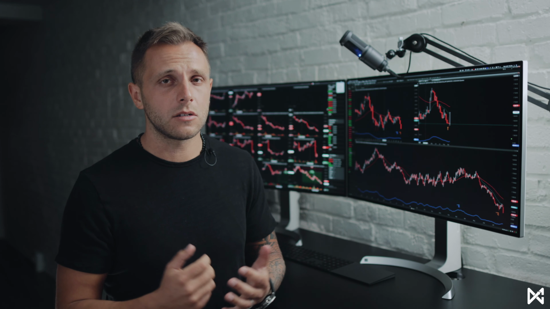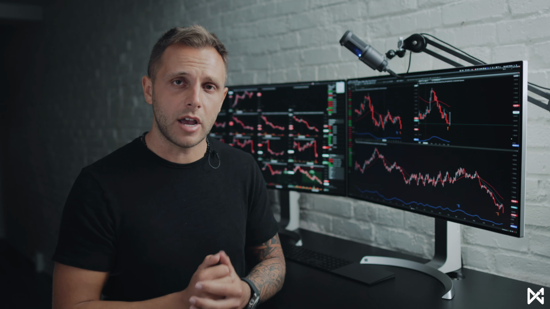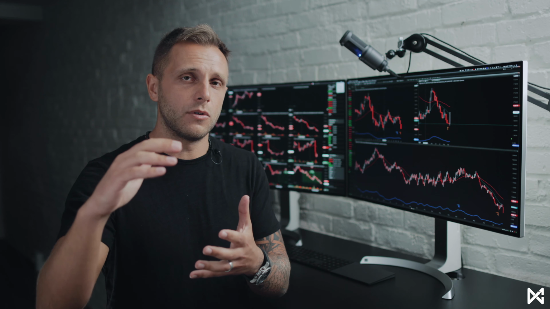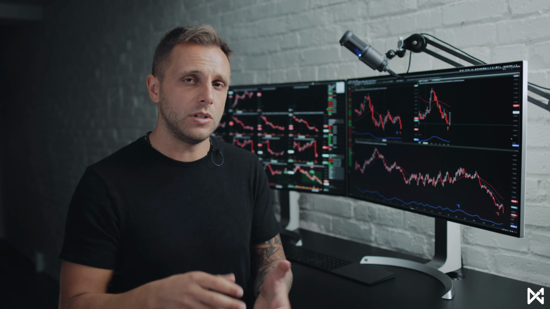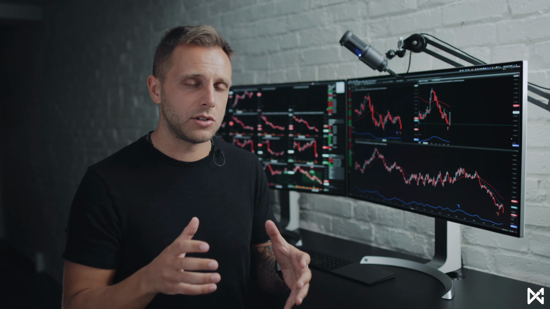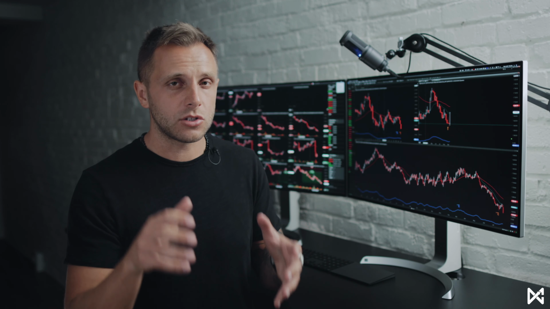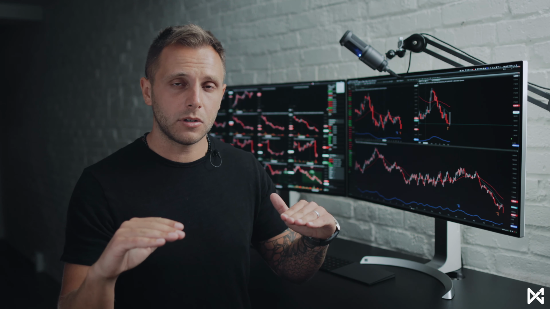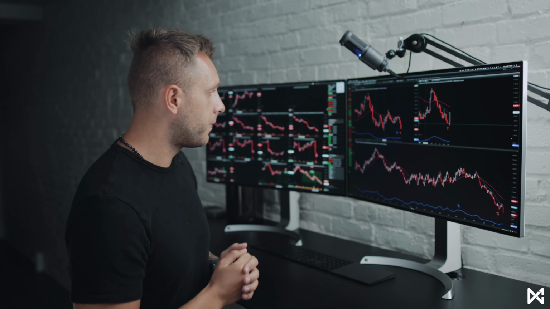But a doji doesn't necessarily tell me that something was just rejected, that we're going to reverse in the opposite direction. A doji is a reversal candlestick formation pattern, but it's a weak one. To me, it just tells me that price action is slowing down or has stopped altogether. So let me show you.